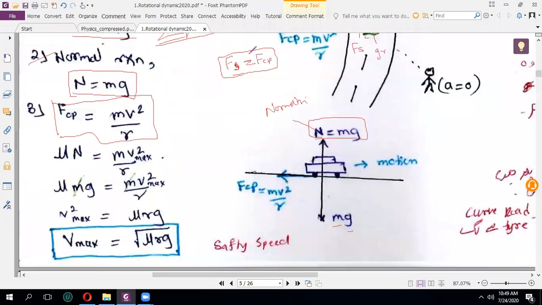Next is the friction force, the static friction force formula. What is the static friction force formula? Mu into N. Remember all the formulas. Now apply this whole formula to this equation.